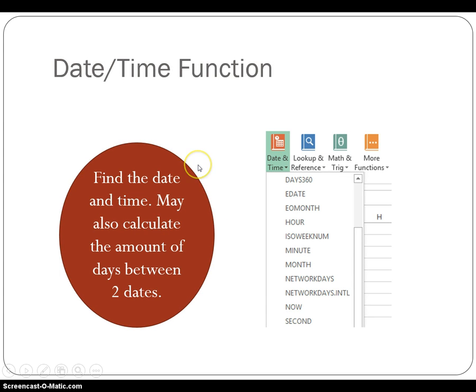Your date and time functions do exactly what it says. You can have date and time. If you do NOW, it will put the exact date and the time of right this minute when you use it. If you use TODAY, it puts today's date. DAYS360 will find how many days are between two different dates.